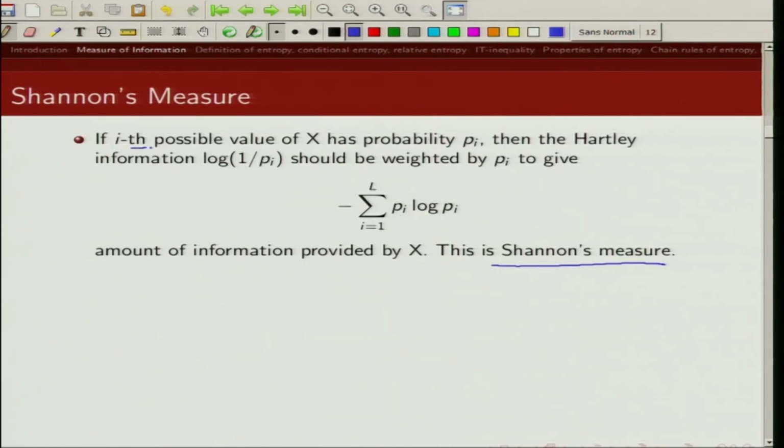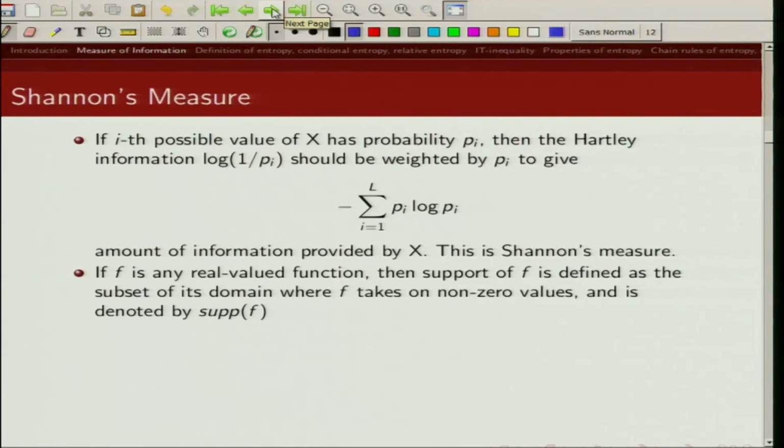So if the ith possible value of the random variable x has probability p_i, then if we weigh Hartley's measure, which in this case would be log of 1 by p_i, by p_i and we sum it over all possible values of x, we get what is known as Shannon's measure of information. So you can see here the Hartley's information is in some sense weighted by the probability of occurrence of that particular value of x.